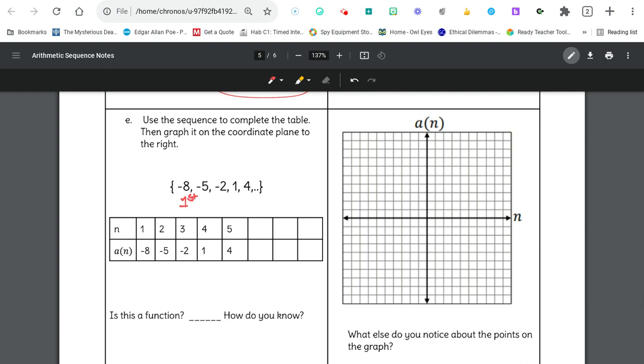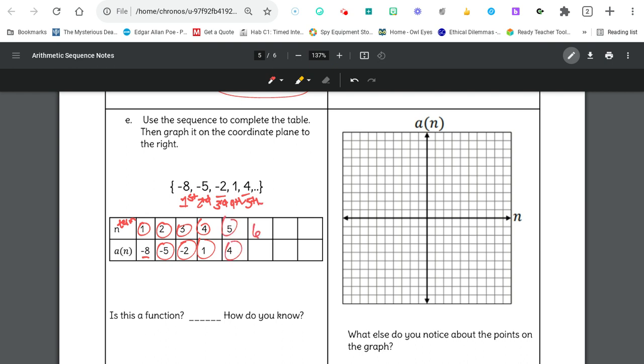I forgot. All right, so the first term, that's where the n stands for the term. And a sub n is your actual number, okay? Like this first term, I got negative 8. The second term is negative 5. The third term is negative 2. The fourth term is 1. The fifth term, this is the fifth one, is 4.